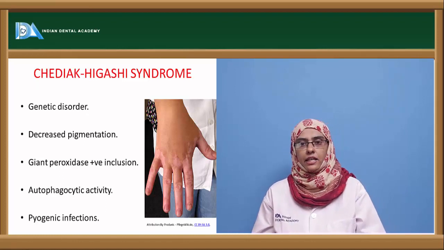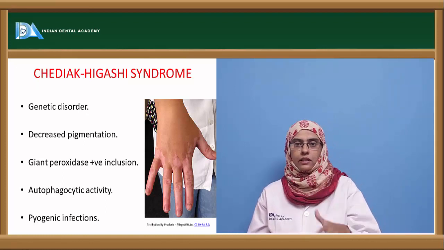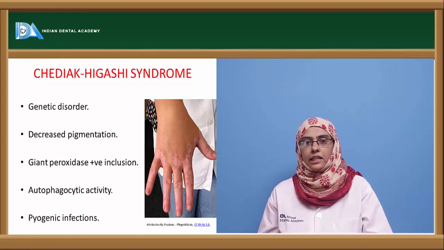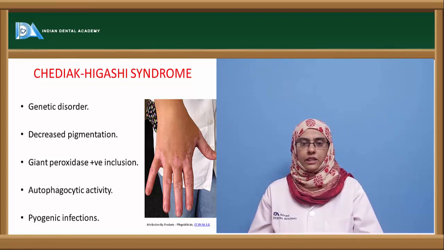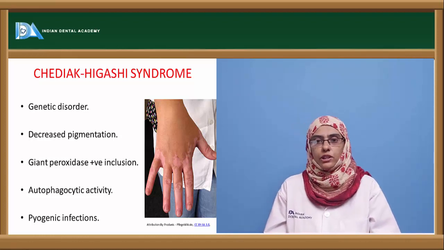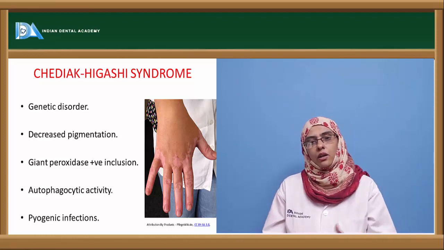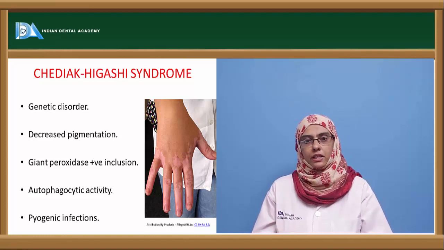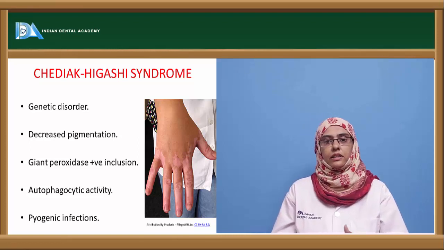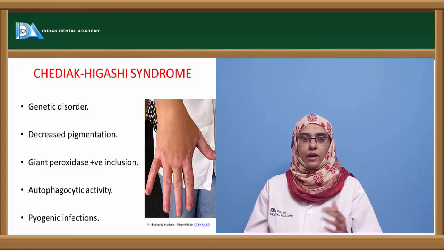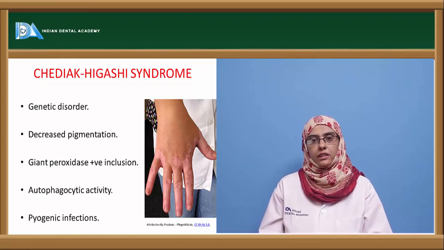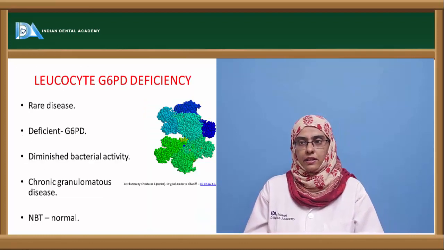Next is Chediak-Higashi syndrome. It is a genetic disorder. The characteristic feature is decreased pigmentation that can be seen on the eye, skin and other parts of the body. The feature related with this is giant peroxidase positive inclusion bodies, again due to the loss of phagocytic activity and killing of the intracellular bacteria. Apart from that, you can also see an anti-phagocytic activity. The antibodies that are produced against this phagocyte can also cause clumping and cause the granuloma. Most of the infections seen in these patients are pyogenic infections.